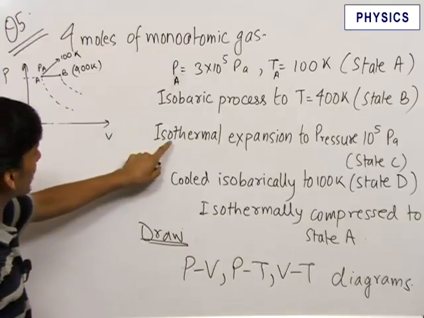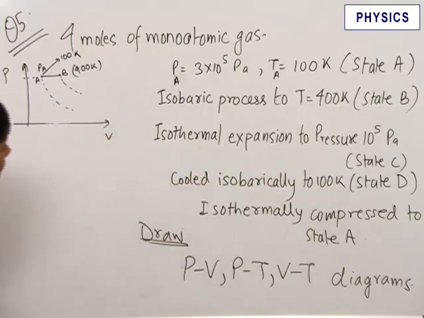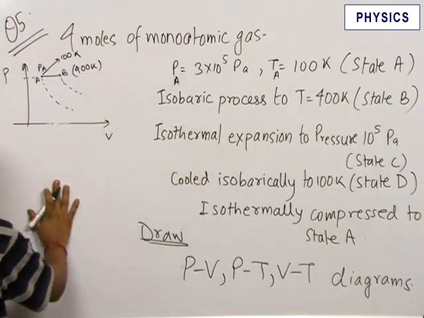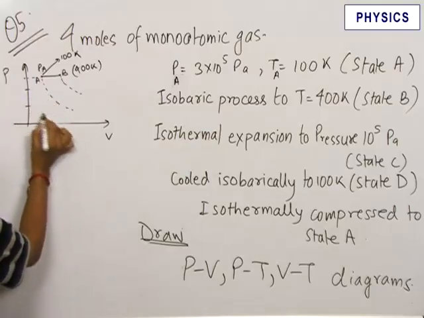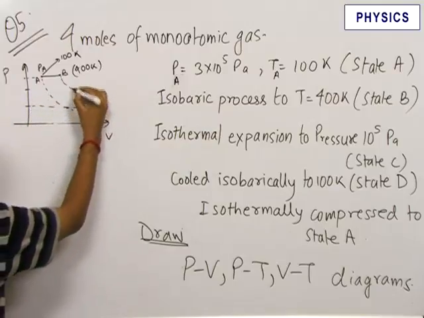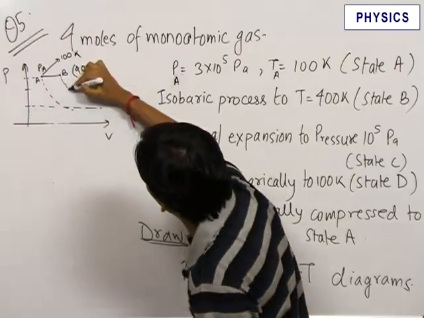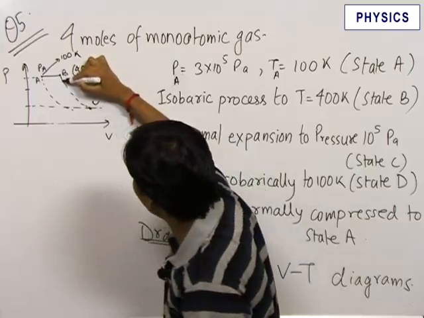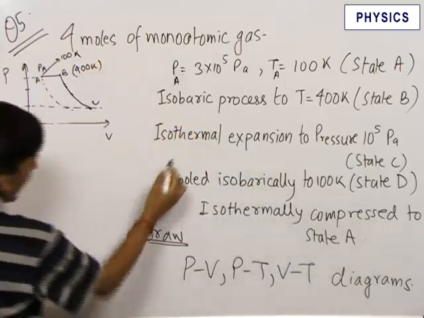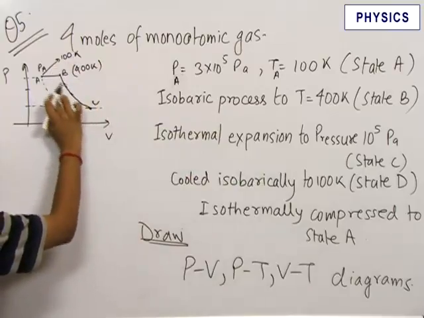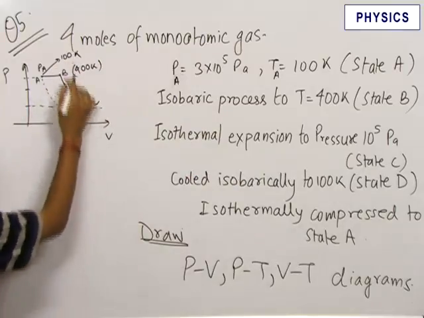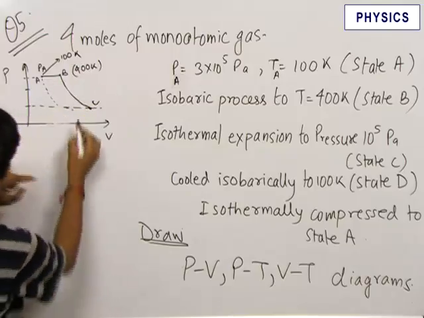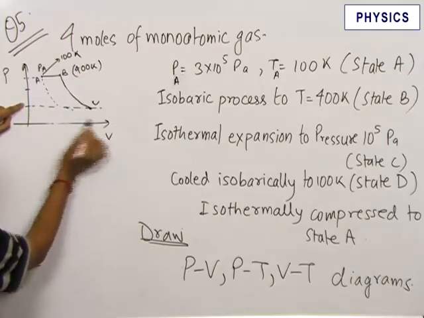Now it undergoes isothermal expansion to a pressure of 10^5 pascals. This was 3 × 10^5 pascals. Now we come down to 10^5 pascals. This will be somewhere around here, at this point. So this must be the process. Why? Because it is an isothermal process, so it should lie along an isotherm, and the pressure comes down and the volume increases. Therefore, you increase the volume.